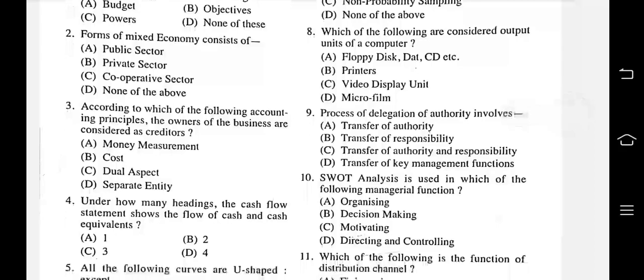Next question is: SWOT analysis is used in which of the following managerial functions? Options are organizing, decision making, motivating, directing, and controlling.